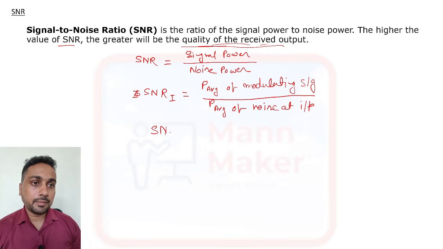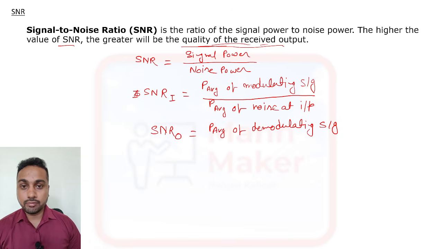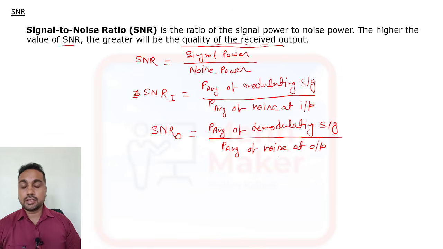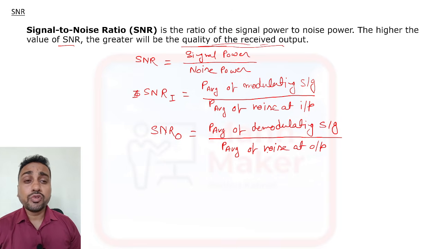Now for output SNR, it is the average power of the demodulated signal, as on the output side we will demodulate the signal, divided by the average power of noise at the output. So this is the basic formula for SNR on the input side and the output side.